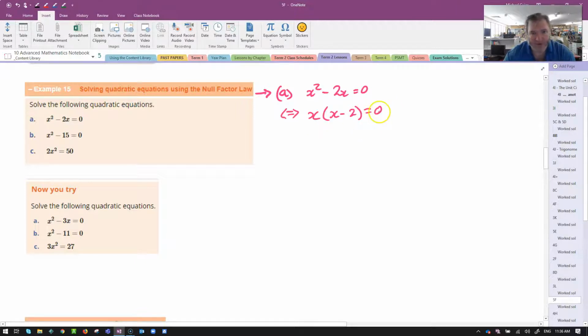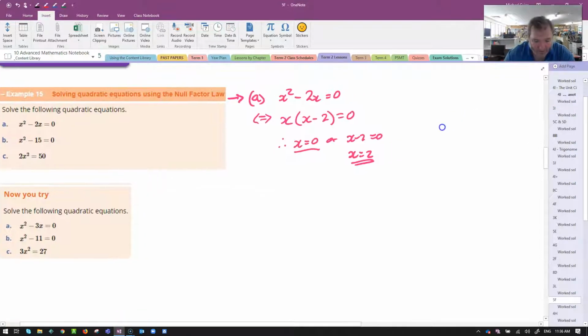I have two things multiplying to equal 0. Either the first one, x equals 0, or the second one, x minus 2 equals 0. I can rearrange that equation to get x equals 2. And there are my solutions: x equals 0 or x equals 2. Let's have a look at the next one.